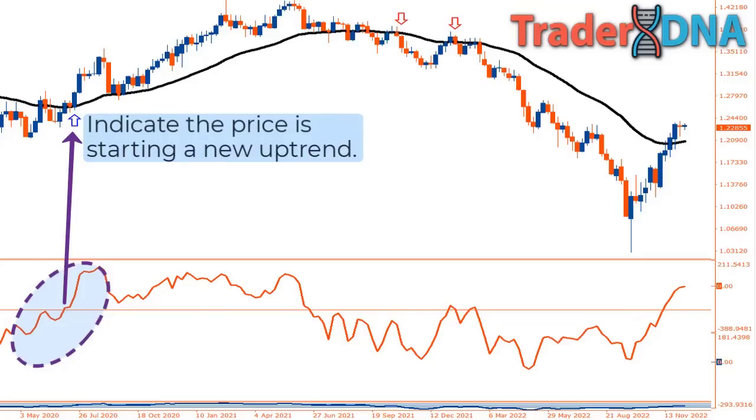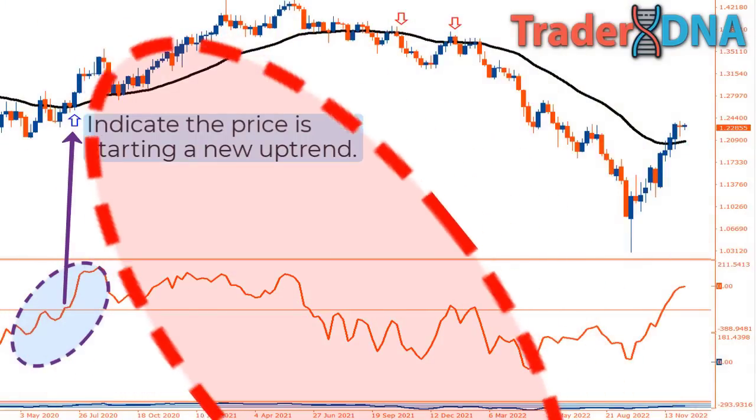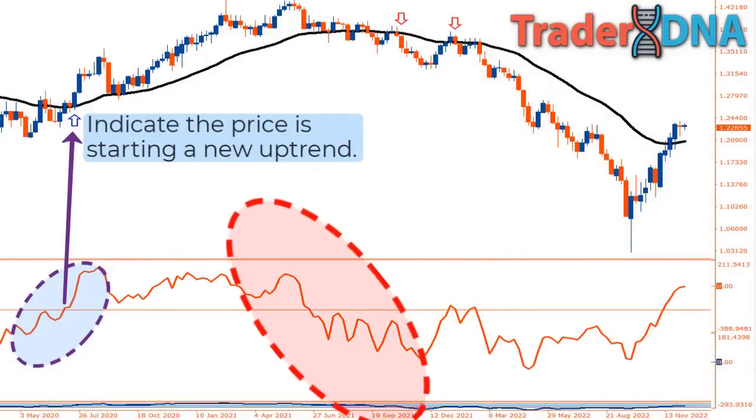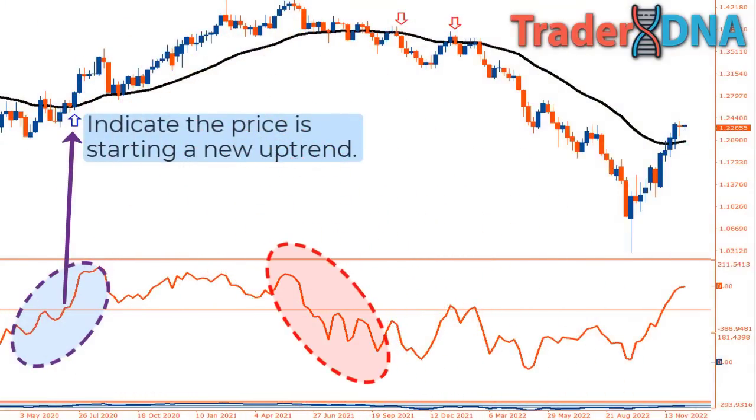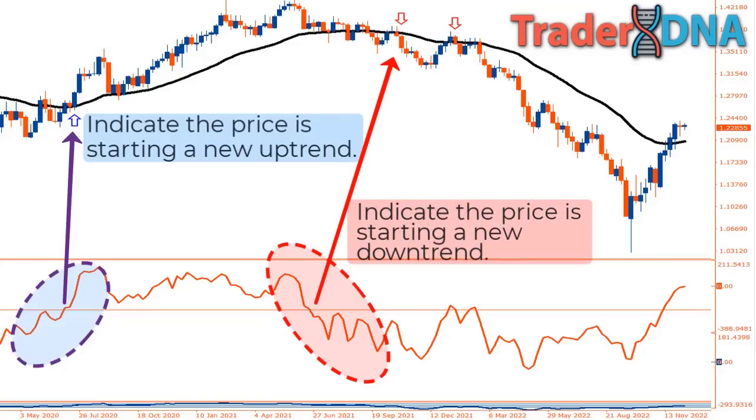The same concept applies to an emerging downtrend. When the indicator goes from positive or near zero readings to below -100, then a downtrend may be starting. This is a signal to get out of longs or to start watching for shorting opportunities.